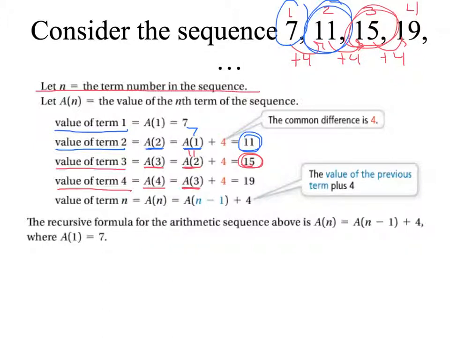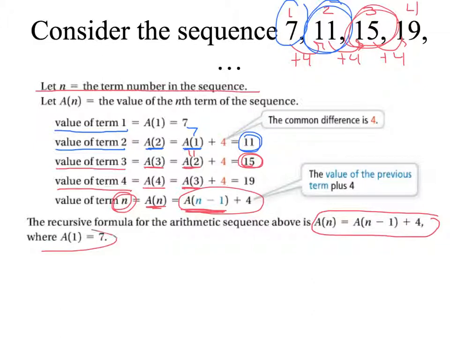So the value of the term n, which represents anything, like if we want the 20th or the 1000th, it would be an represents n minus 1. N minus 1 means if we're on the 4th term, we need the 3rd term because it was 1 before it. So if we need the nth term, we need the n minus 1 term, which is the term before it, and then we add on 4 because that's our common difference. Okay, so when you write this, if it says write a recursive formula, here's your recursive formula. An equals a of n minus 1 plus 4.